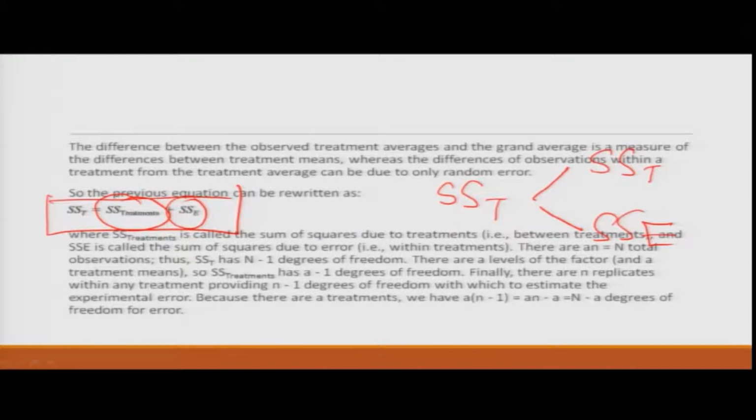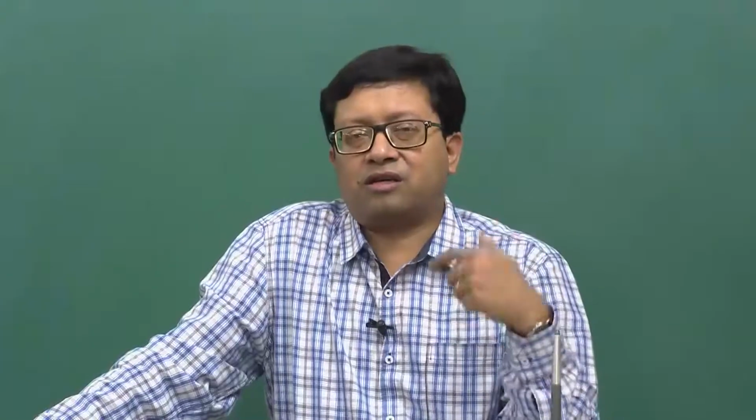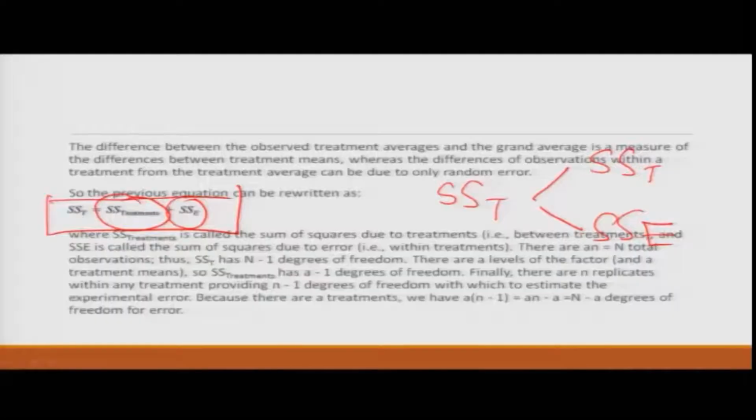There are levels of factors and a treatment means. So, SS suffix T has a minus 1 degrees of freedom, because you are losing 1 degree of freedom corresponding to the fact. Now, this would make sense based on all the 7 lectures which you have done so far about the information about the variances being not known. Finally, there are n replicates within any treatment providing n minus 1 degrees of freedom. In each case it is reducing by 1.